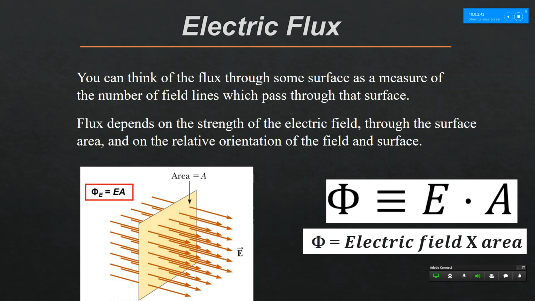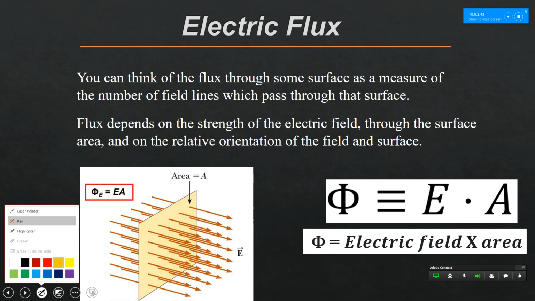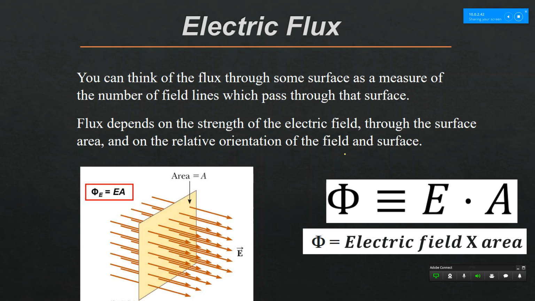And as long as the electric field is parallel to the area vector, then you can just multiply the magnitudes of the electric field and of area. So I'm going to write that here. So we can say that the flux is equal to the magnitude of the electric field multiplied by the magnitude of the area and multiplied by the cosine of the angle between those two. And that's the definition of a dot product.